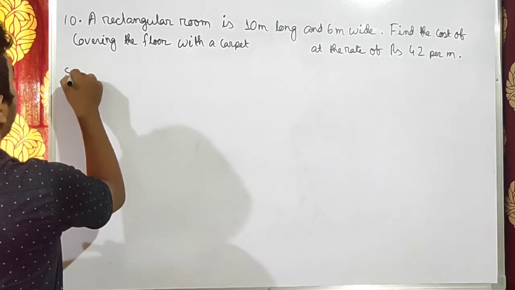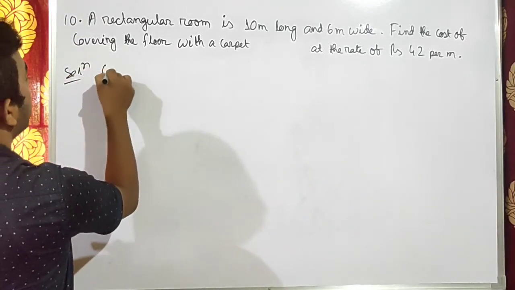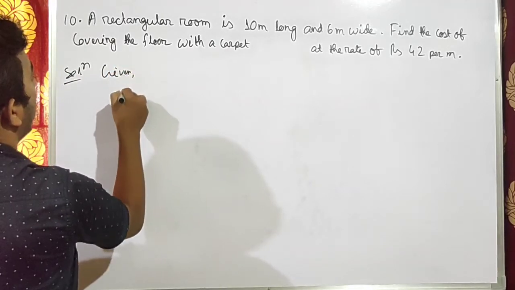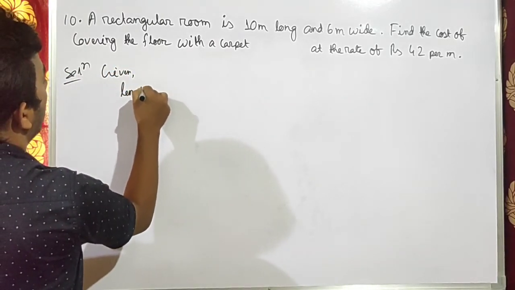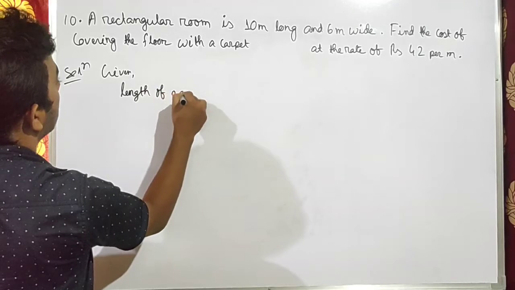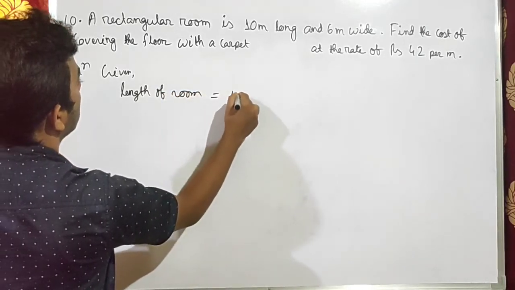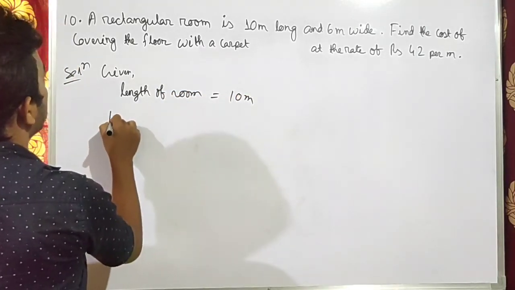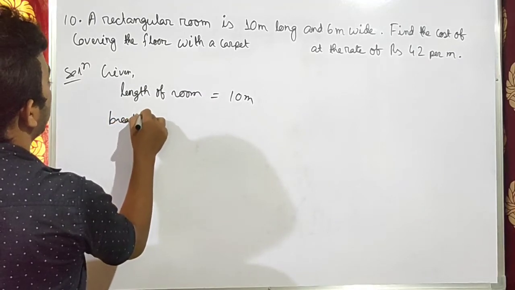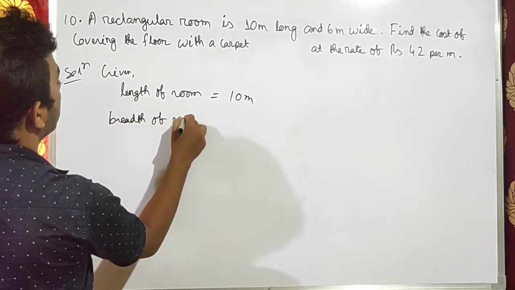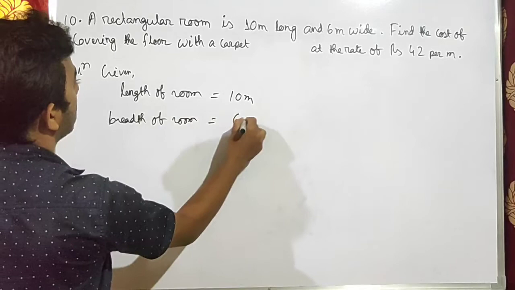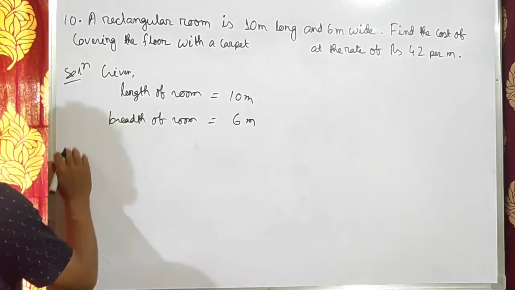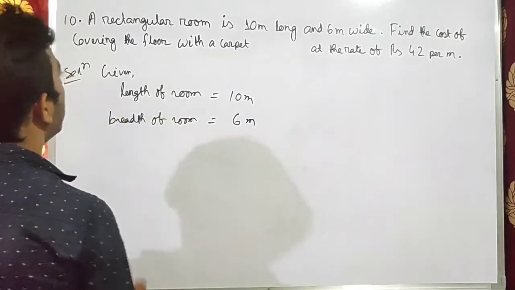So here we will have to write the solution. Given: length of room equals 10 meter, then breadth of room equals 6 meter. Clear? Now we have to find out the area of the room.